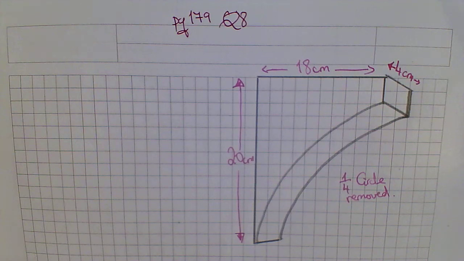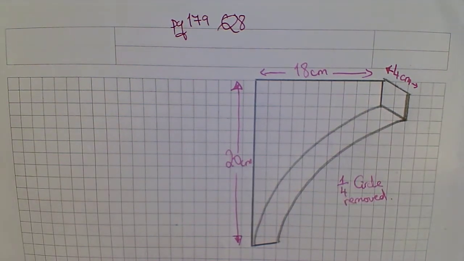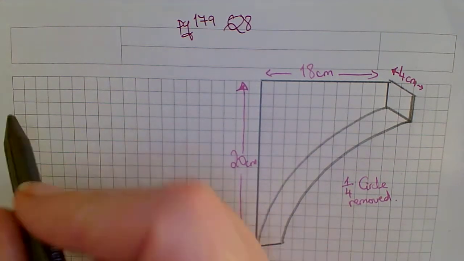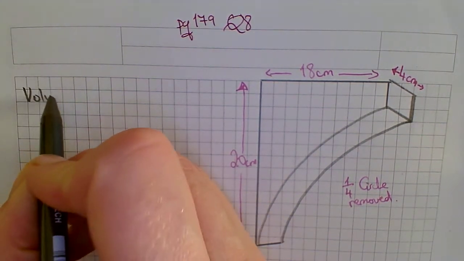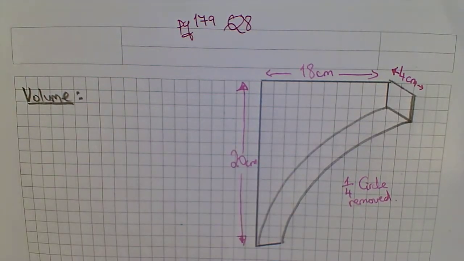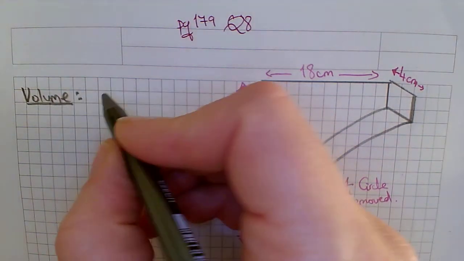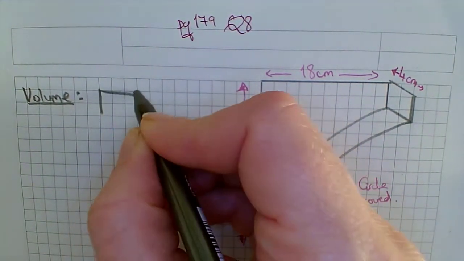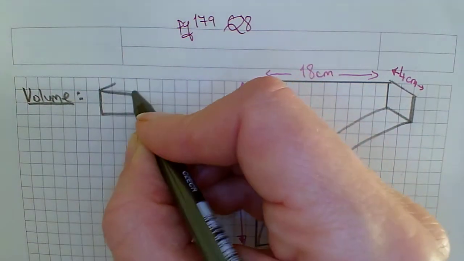Let's start to go through the solutions to this homework question that you had last Tuesday. On page 179 of your book, question 8, you were asked to calculate the total volume of this structure here, which was a cuboid with a quarter circle removed. So the volume of this structure, as I reminded you, is regular shapes either added together or subtracted from one another. So it is regular shapes subtracted from one another.